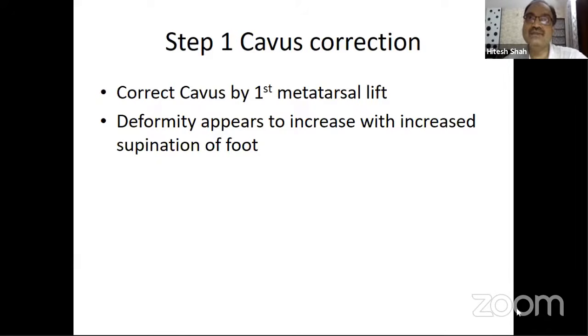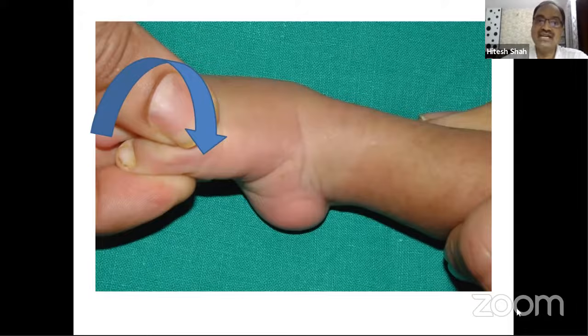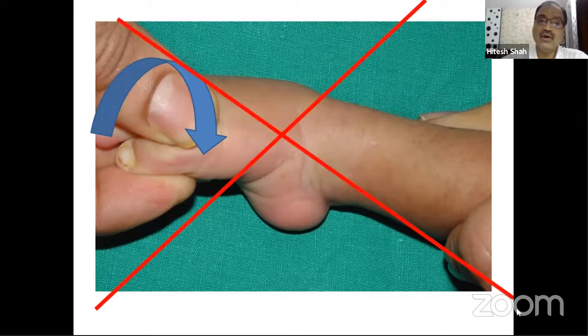So when we keep the forefoot in alignment with the hindfoot, sometimes the cavus will appear more, but we need to reassess the first metatarsal. The very simplest method: when we try to pronate, you can see that the cavus is exaggerated. According to Ponseti, this must be avoided.